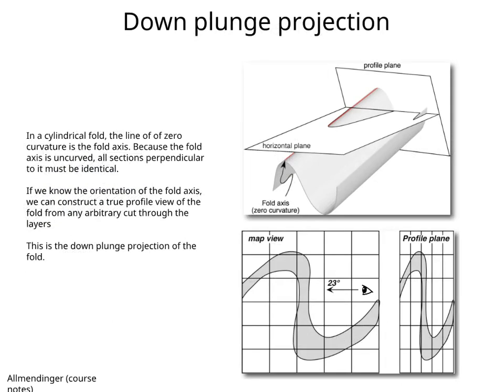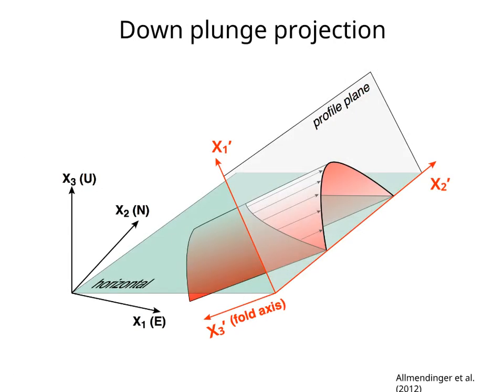In a cylindrical fold, the line of zero curvature is the fold axis. Because the fold axis is uncurved, all sections perpendicular to it must be identical. If we know the orientation of the fold axis, we can construct a true profile view of the fold from any arbitrary cut through the layers. This is the down plunge projection of the fold. We solved this problem before using linear algebra.